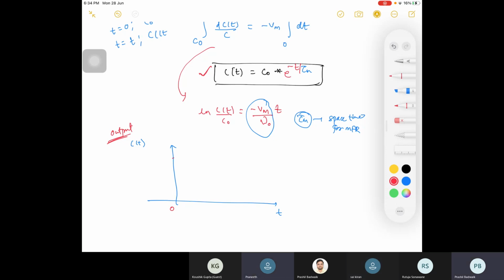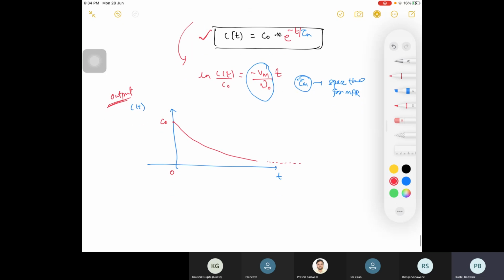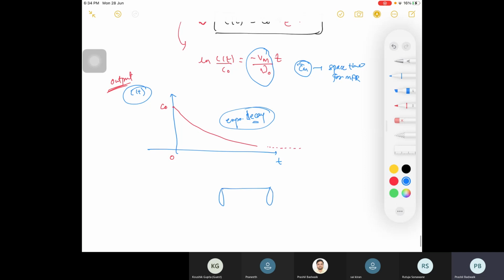Not C naught, and it will decrease exponentially, and you'll have this kind of curve, right? Whenever you observe that your outlet curve is an exponential decay, please consider that as a CSTR. Suppose I'm doing a tracer experiment over a PFR, and I'm getting this profile. This is your real plug flow reactor.